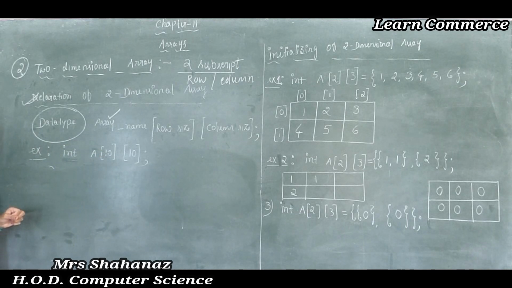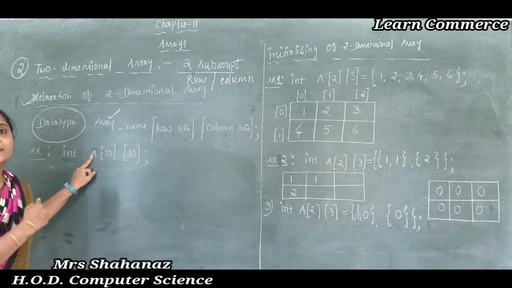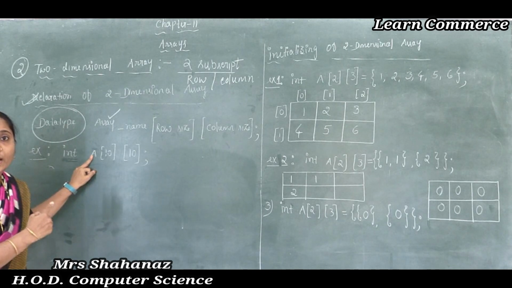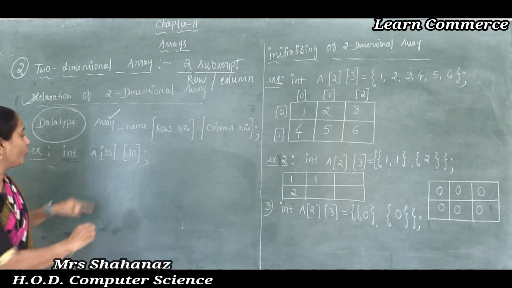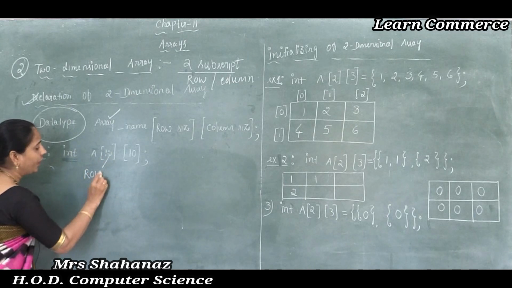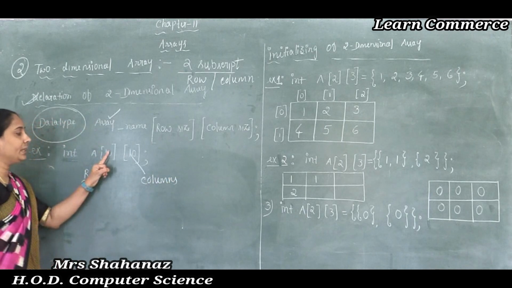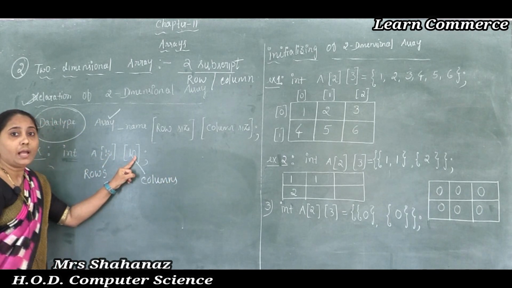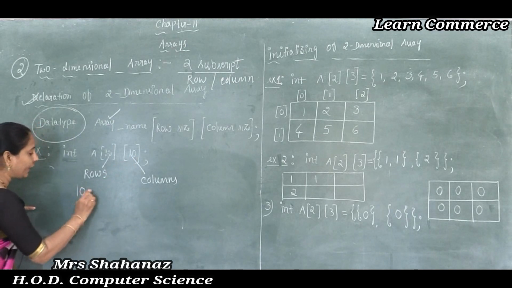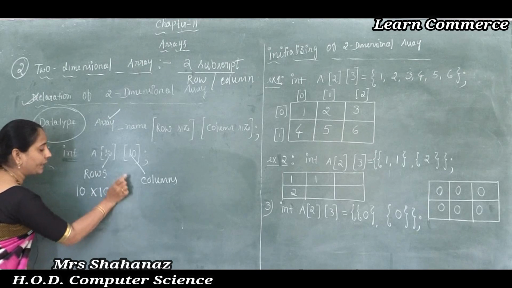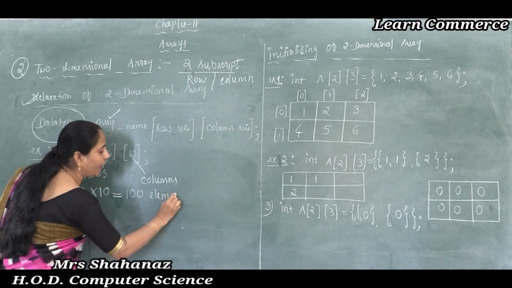Totally we can say that A is a two-dimensional array. Correct? It is the declaration of the two-dimensional array here. So the array A is a two-dimensional array with 10 rows and 10 columns, as we know this one is called the rows and this one is called the columns. So array A has 10 into 10. When you multiply 10 into 10, we will get how many elements? That means totally we'll get 100 elements.